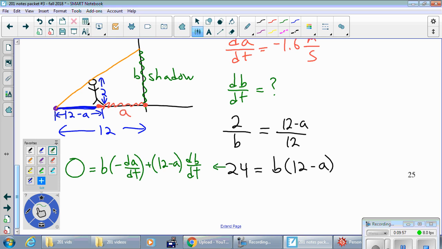And if we can just fill in all of these numbers, all of these variable expressions, except for the one that we want, then we're good to go. The one that we want is dB/dt. So every other variable expression in this equation needs to become a number. dA/dt, looking right here, that's a piece of cake. That's negative 1.6. So the only other things we need to fill in are A and B.